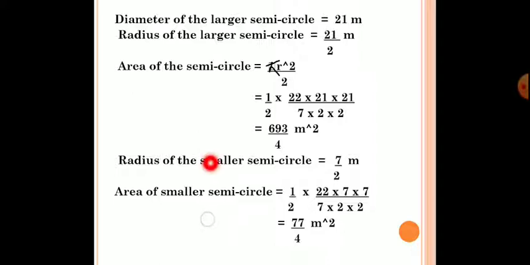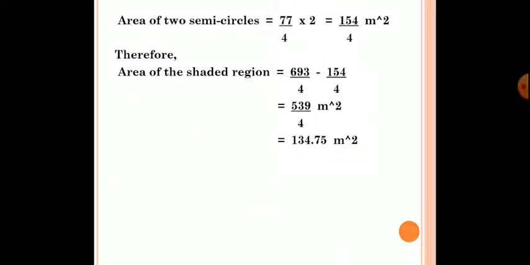Next, the radius of the smaller semicircle. Since we know the diameter is 7, the radius is 7 by 2 meter. So the area of the smaller semicircle is half into pi, that is 22 by 7, into 7 by 2 into 7 by 2. On solving this, we'll get the value as 77 by 4 meter square. Now let us find the area of two semicircles, because two semicircles were cut out from that bigger semicircle. So the area of the two semicircles is 77 by 4 multiplied by 2.